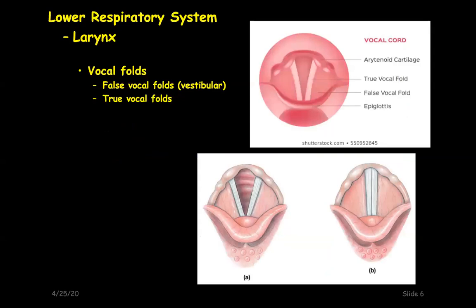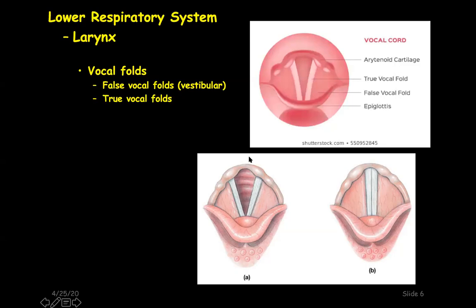Next, we get into the vocal folds, the sound-producing structures, the true and the false vocal folds, or the vocal cords and vestibular vocal folds. The true vocal folds are highly elastic ligaments that are covered by mucous membrane. They stretch from the thyroid cartilage to the arytenoid cartilage, and they project over the opening of the glottis. The vibrations that are caused by air flowing over them function to produce sounds. So they're the true vocal folds.